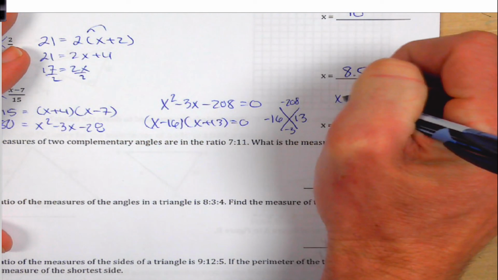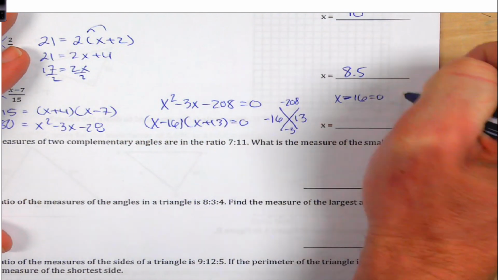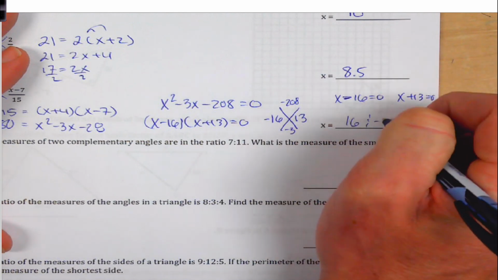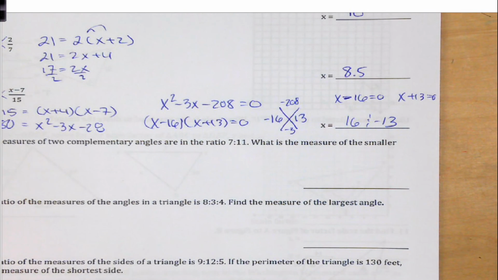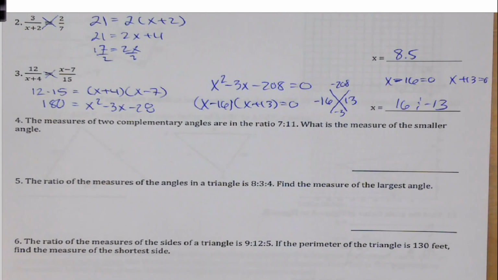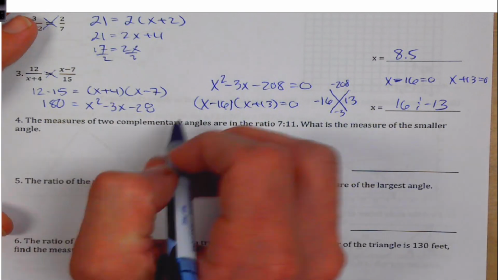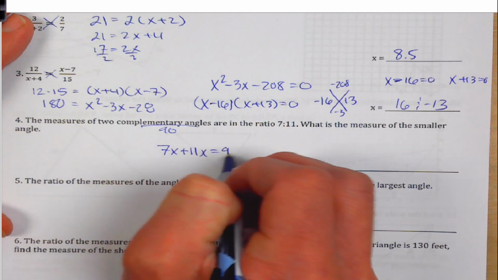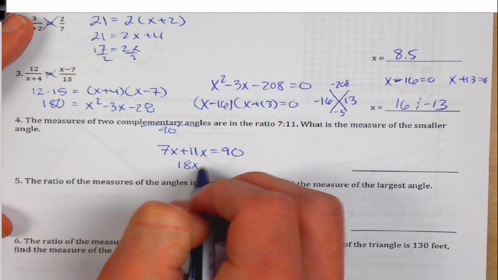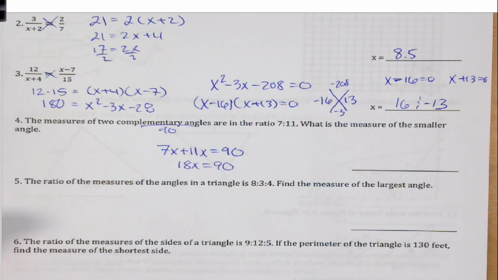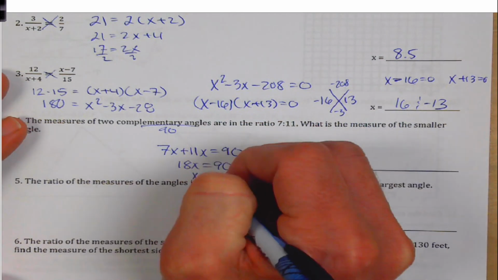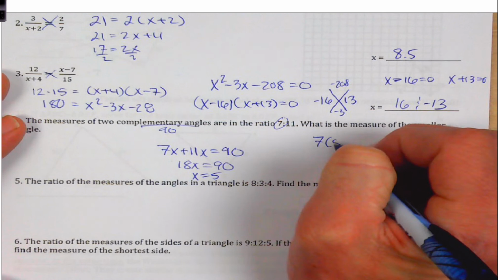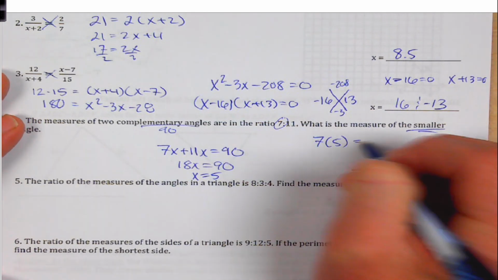So we just have to set each one of those equal to 0 to solve, and basically you're going to get the opposite values. So you're going to get a positive 16 and a negative 13. So there it is. Number 4, 2 complementary. So complementary is 90 degrees. So we're going to take this ratio, so it's 7x plus 11x equals 90. That's going to become 18x equals 90. 90 divided by 18 is going to give me x equals 5. Now it says find the measure of the smaller one, so 7 is smaller, so we're going to go 7 times 5. So we end up with 35.